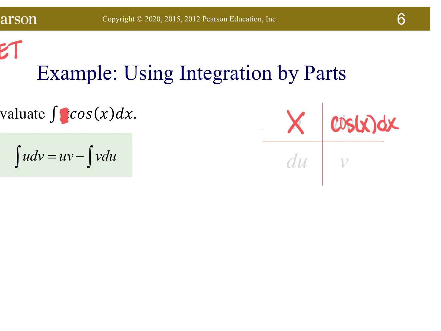I'll do it in red. Then I look at the cosine part. Cosine was what I picked for dv. If dv is cosine, which is the derivative part, what did regular v have to be? It had to have been sine. These are called the 4 parts that you need to make this integration work.